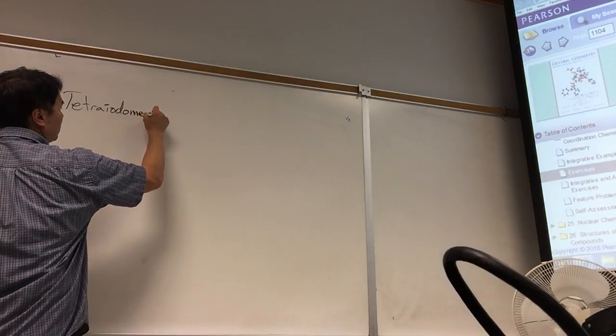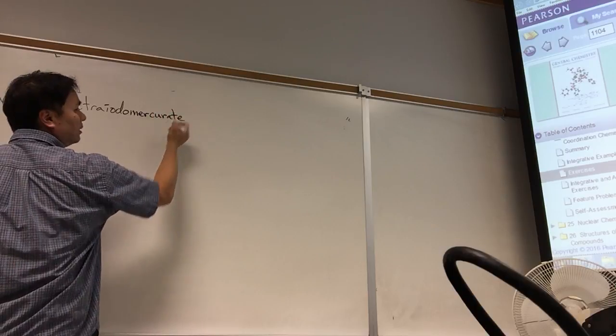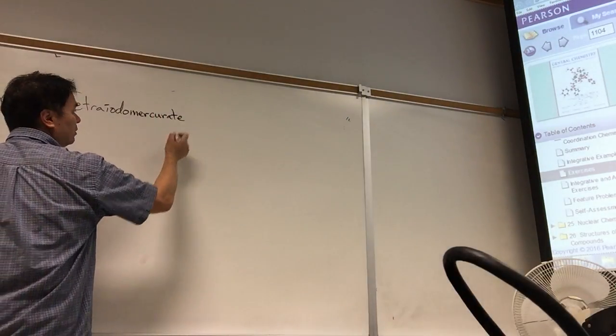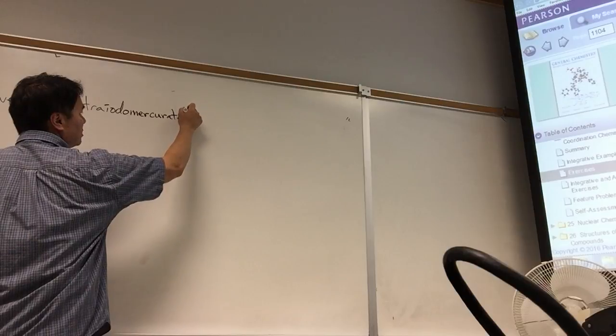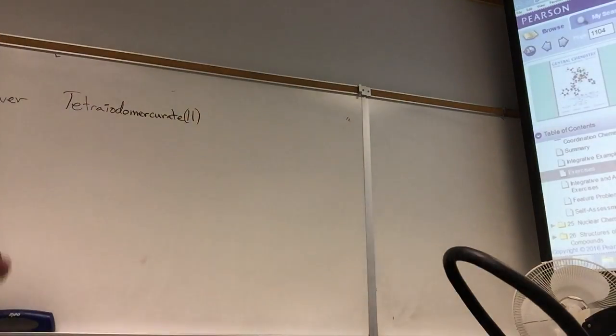Tetraiodo mercury or mercurate? Mercurate. And the charge on mercury? The charge has to be 2. If the charge were 4, then the +4 and the -4 would cancel each other out, and then it'd just be neutral. It wouldn't be an anion. And so this would be tetraiodomercurate(2). And so the whole name of that ionic compound, silver tetraiodomercurate(2). We're done.